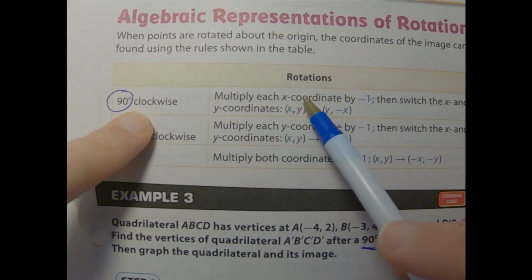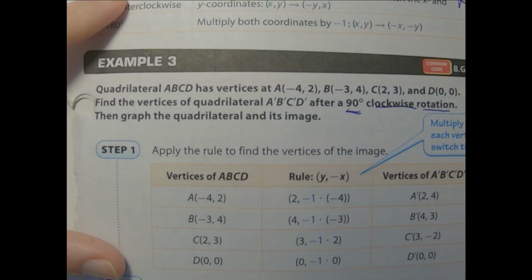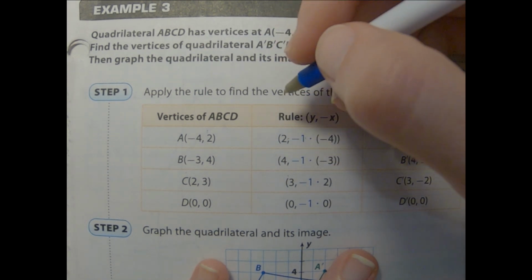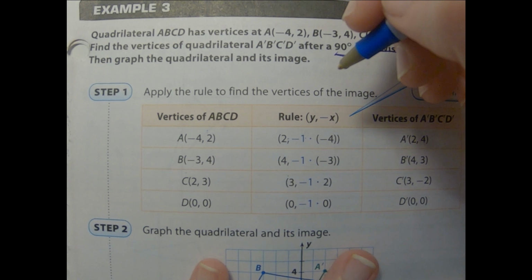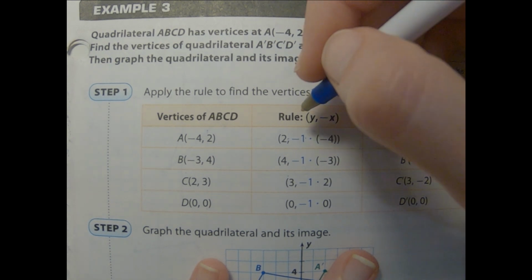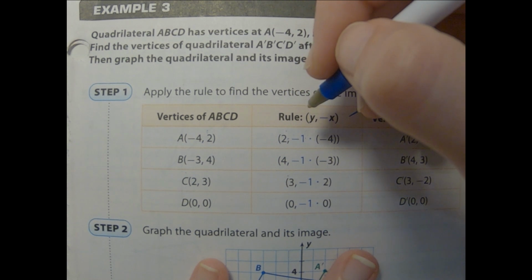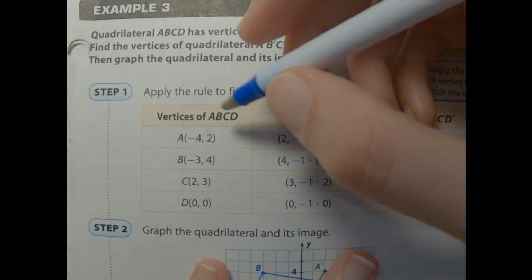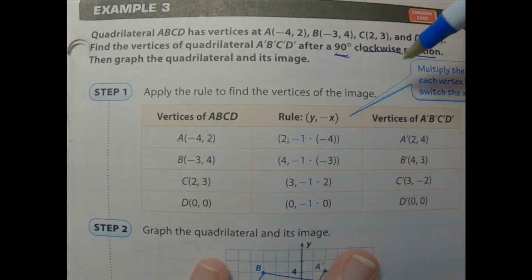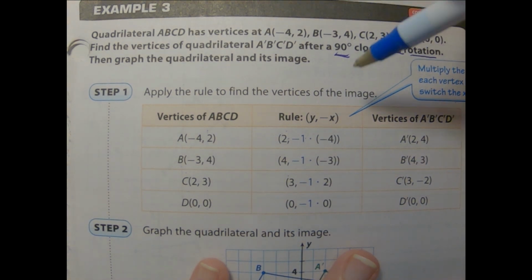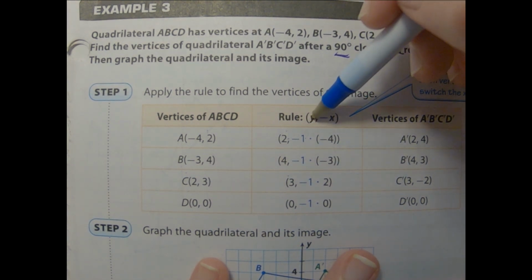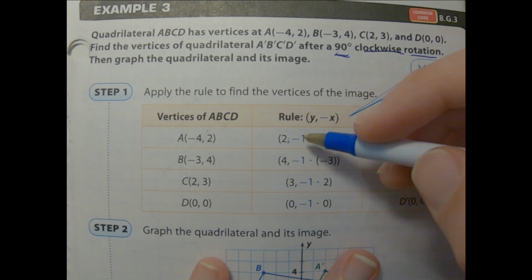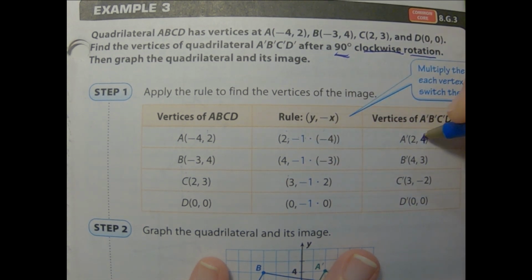The rule says multiply each x coordinate by -1. So we're going to multiply all of these x coordinates by -1. 2 times -1. A, B, C, D. So it actually already flipped our x and y coordinates here. So my x is the -4. So I'm going to do -1 times -4, which is 4.